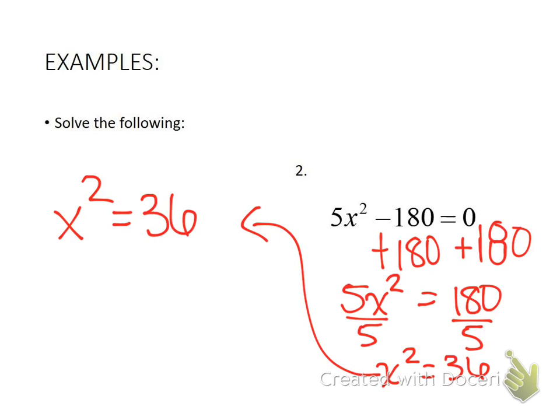And then what would we do, Emily? Square root it. Square root it. Very good. To undo the squared, we would square root. So we should get how many answers? 2. What are they?